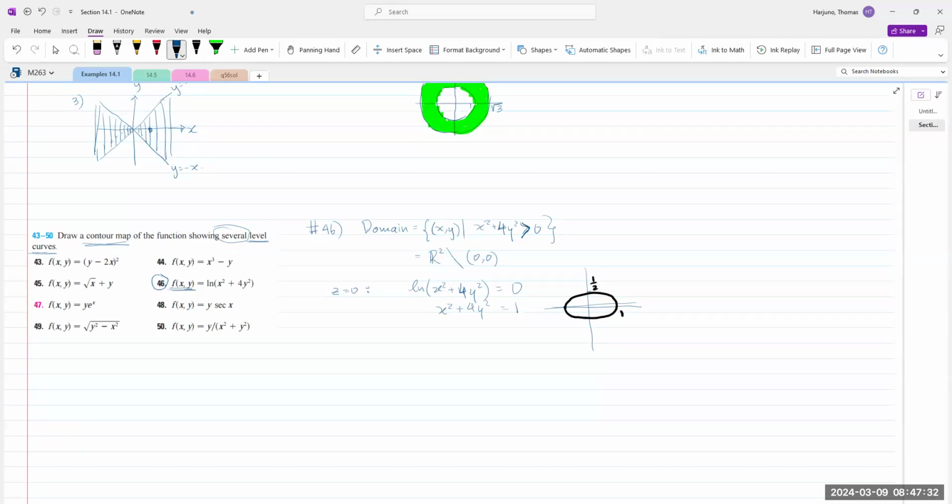Now let's go on to the next level curve. Let's say when z equals to 1, natural log of x squared plus 4y squared equals to 1 means x squared plus 4y squared equals to e. And what is the level curve? I think we stretch that by a factor of square root of e, right? So it gets larger.